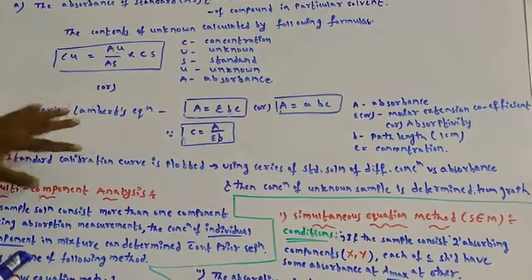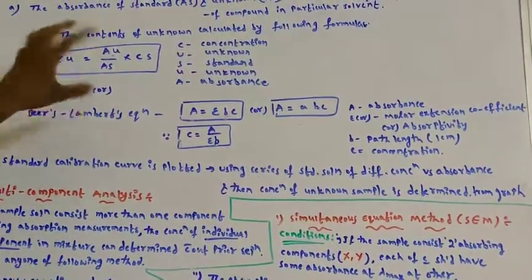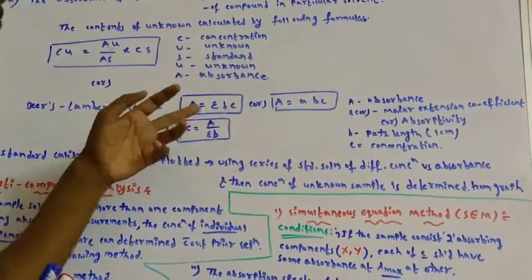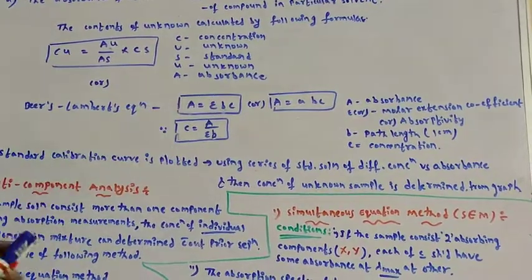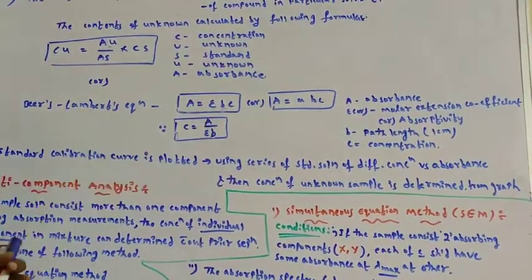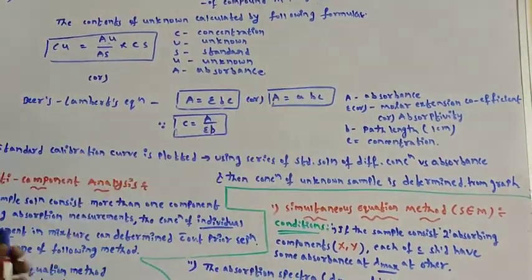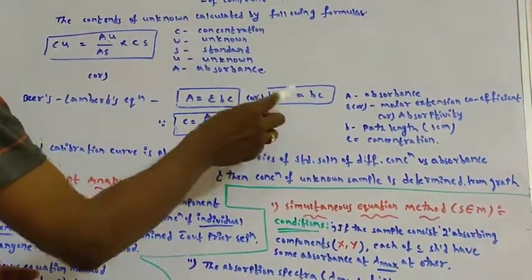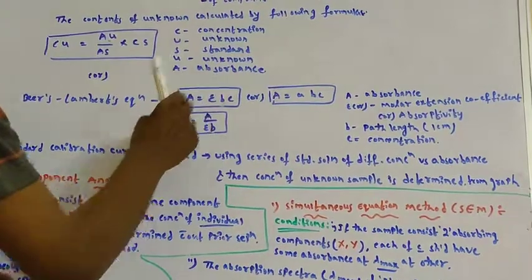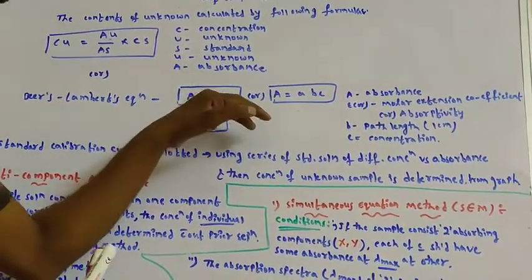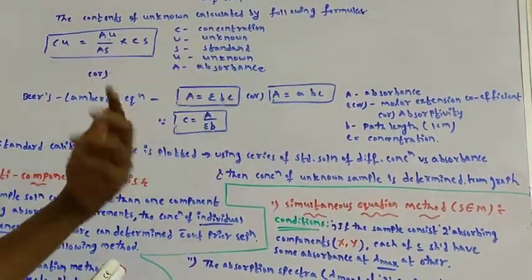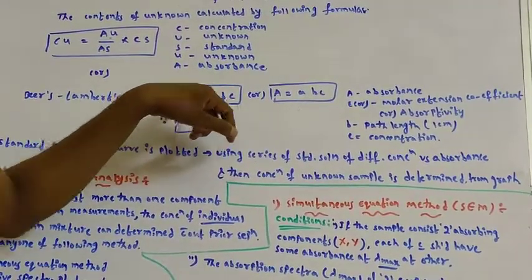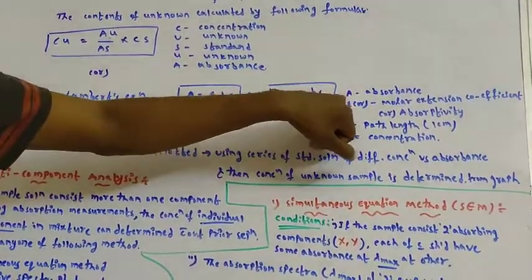Or we can also use another formula, that is the Beer-Lambert law equation. We know the Beer-Lambert law equation is A equals epsilon BC, or A equals a BC, where epsilon is replaced with small a. Here epsilon is the molar extinction coefficient or molar absorptivity, or simply known as absorptivity. A means absorbance.